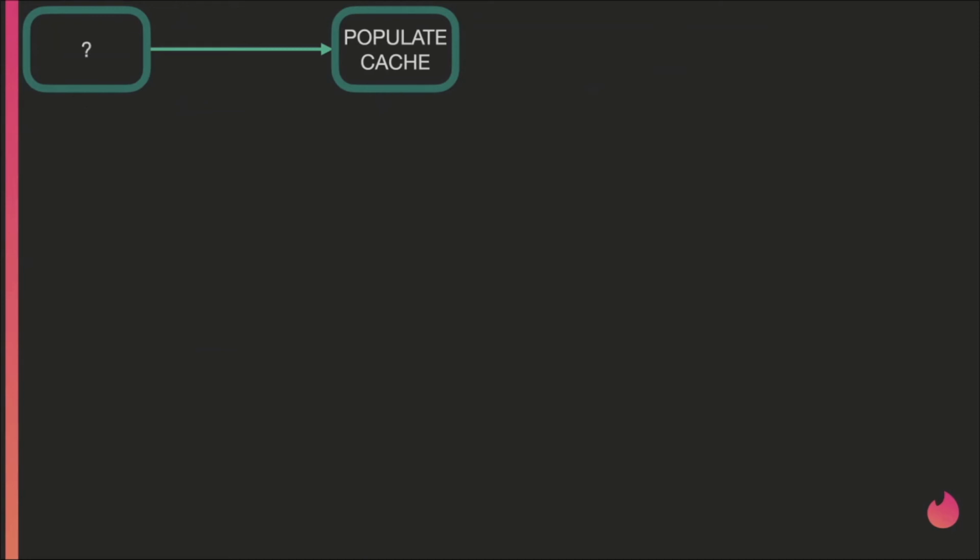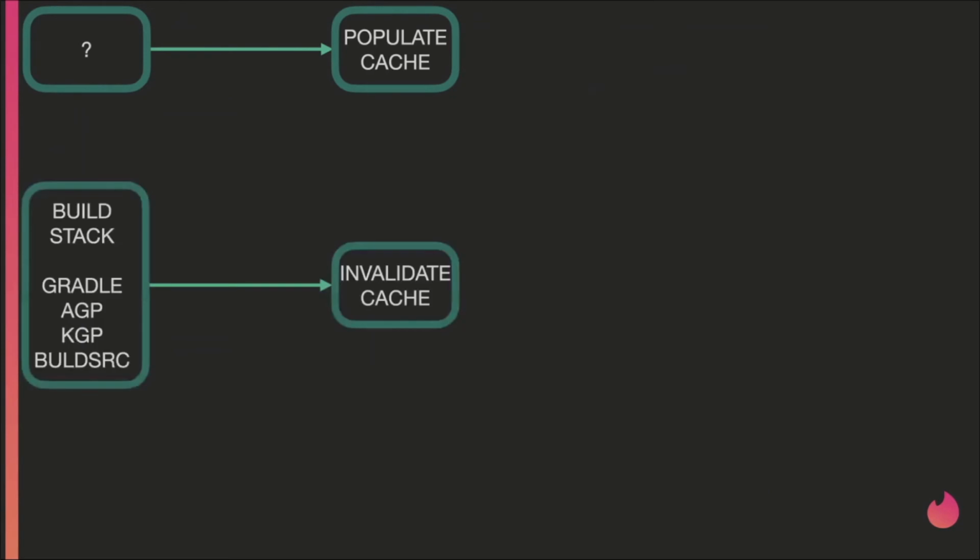Of course, today we cannot predict the future, right? We cannot anticipate what movements the developer is going to make. But maybe we can think of simpler things. One thing that we know is that there are some kinds of changes that are related to the build stack: the Gradle version, the Android Gradle plugin version, the Kotlin Gradle plugin version, and the buildSrc. And the most important thing is that we know those changes are going to invalidate the cache.